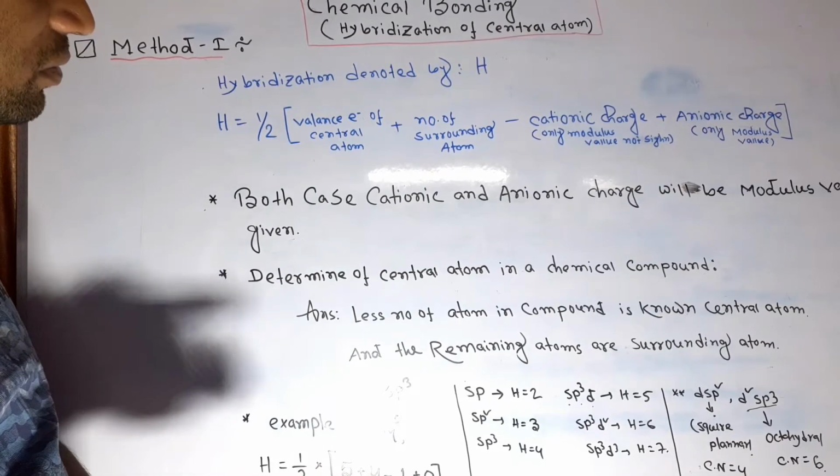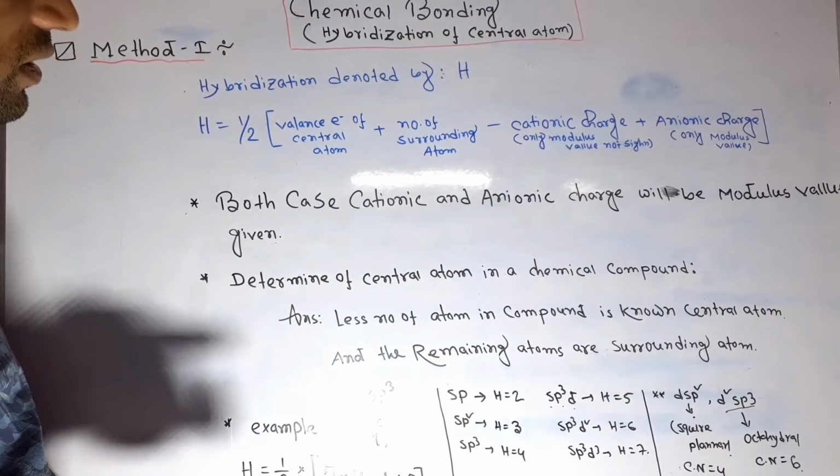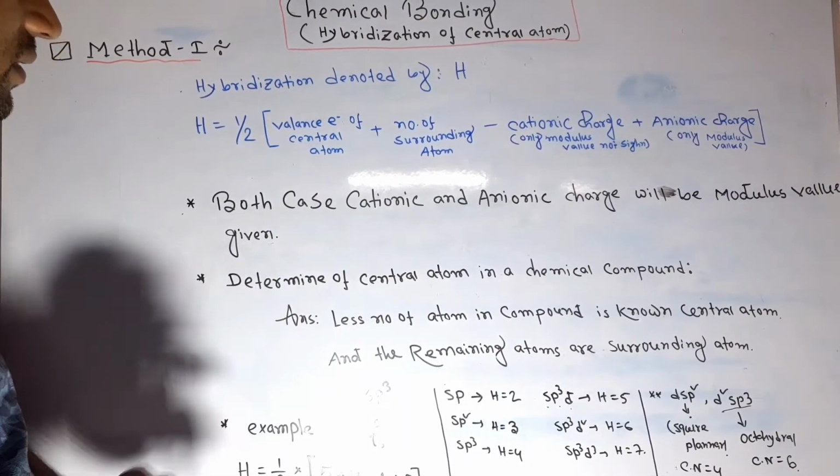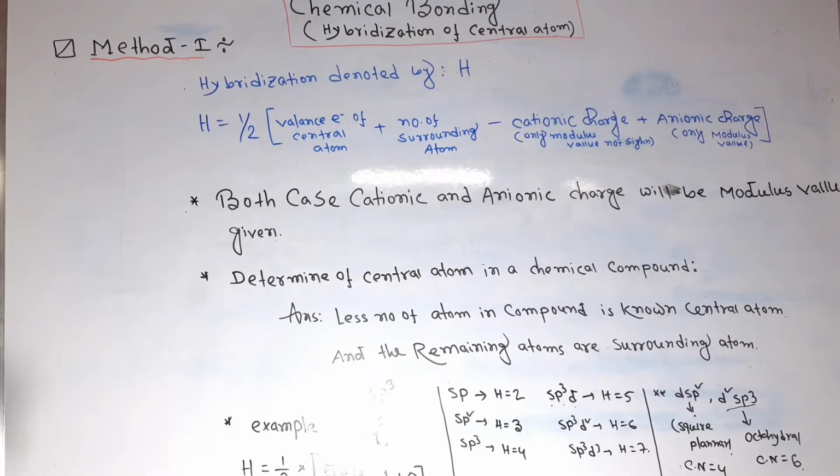Next, what is the shape and the geometry of a particular compound, and the bond pair and lone pair electrons present? I will discuss the next topics: the shape and the geometry, the bond angle, and the presence of bond pairs and lone pair electrons. Please write this note in your copy.